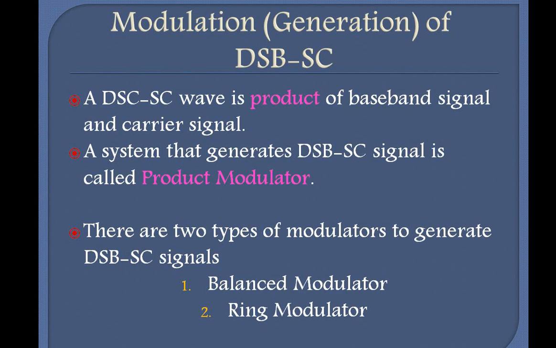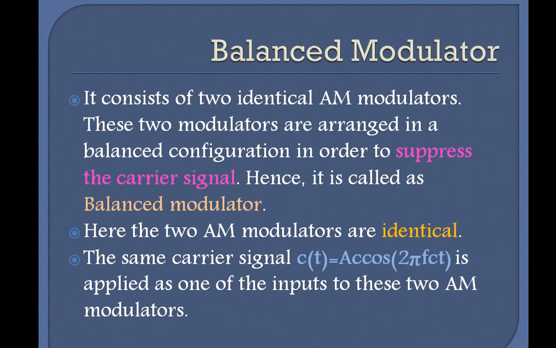Clear? Here also we have two types. The first one is the balanced modulator and the second one is the ring modulator. There are two types of modulators to generate DSB-SC modulation. First we will see the balanced modulator.